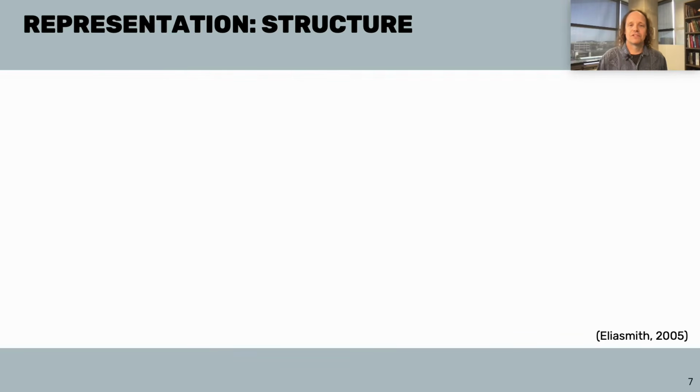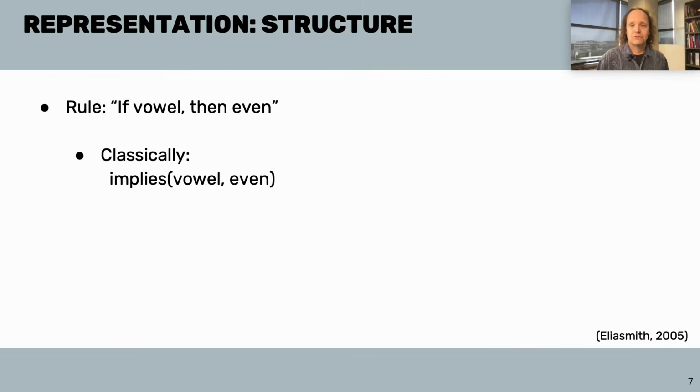So once we've represented all of the concepts involved, of course, we need to represent the relationships. So we have to represent the structure. For instance, if we consider that rule that we saw before, if there's a vowel on one side of the card, then there's an even number on the other side, we would classically capture it in something like this way. Vowel implies even. Now, of course, we don't know how to manipulate this using a neural network, right? We know how to write code in order to manipulate it. So the question is, how can we write this neurosymbolically?